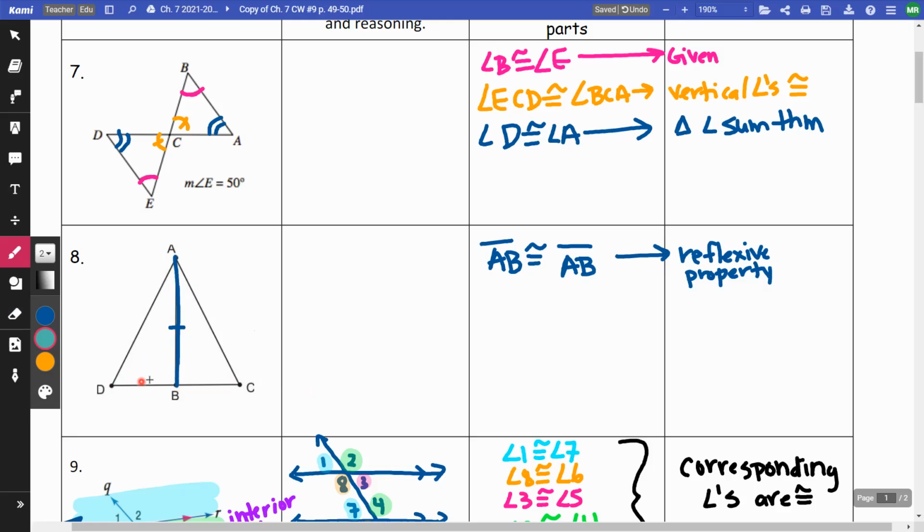So we don't know this line segment. We don't know this line segment. We do not know this angle. These angles look the same, but we do not know that. And we don't know that this splits this angle in half. The only thing we know is this line segment right here, because it's in both triangles. And so line segment AB is congruent to AB by reflexive property.